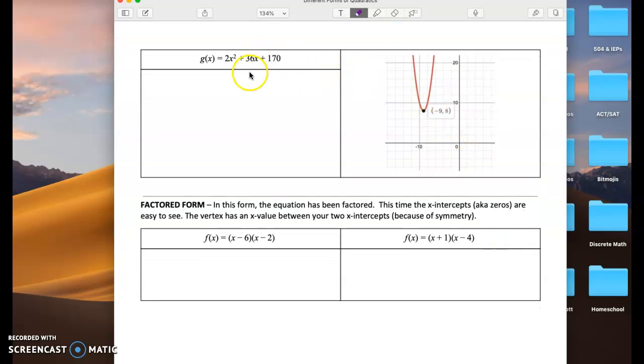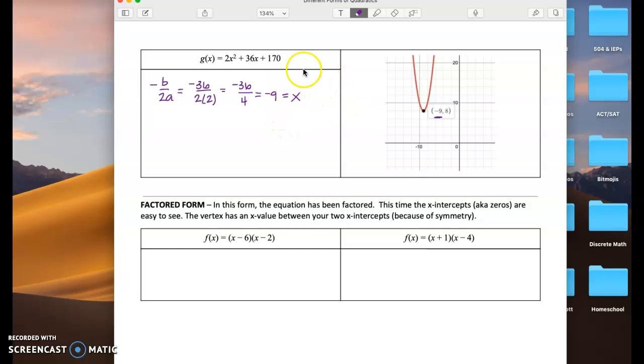So I went ahead and graphed my function rule in Desmos, 2x squared plus 36x plus 170, and I found the vertex. I could have also done that algebraically, right? We could have taken the opposite of b over 2a, which would be -36 over 2 times 2, so that would be -36 over 4, which is -9. So we see that here we have the -9 for the x value for the vertex. That's where the axis of symmetry is.